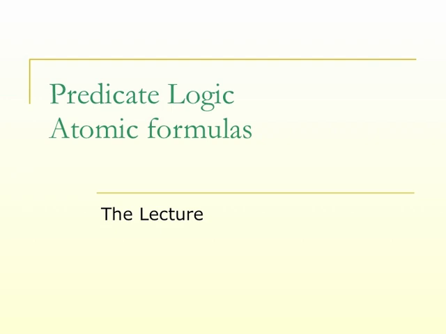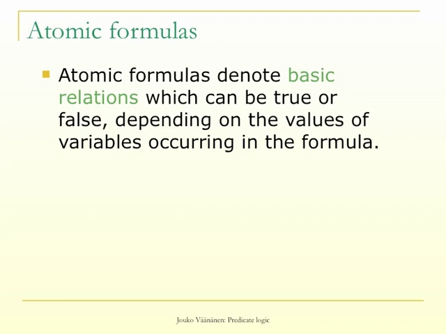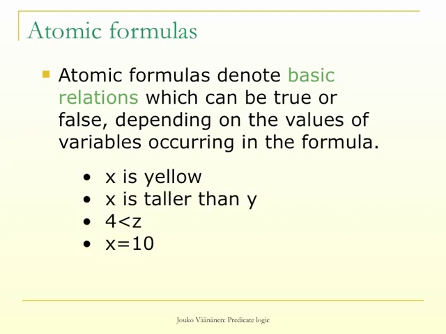Atomic formulas. Atomic formulas denote basic relations, such as x equals y and x is less than y, which can be true or false depending on the values of the variables occurring in the formula. There is a resemblance to the atomic formulas of propositional logic, only this time the atomic formulas carry much more information because we have the variables.